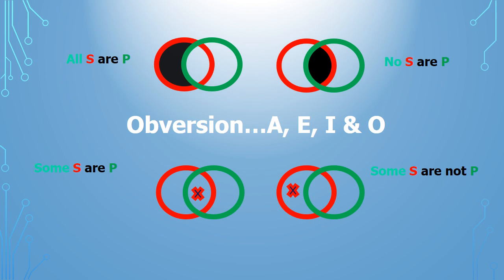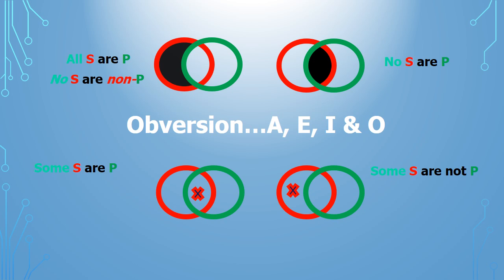So let's give each of these a try. Let's start up in the upper left-hand corner first. All S are P. Well, we're going to change that to a negative. So no S are P, and then we're going to change P to its complement. So no S are non-P. And that makes sense, right? If all the S are P, none of them fail to be P.